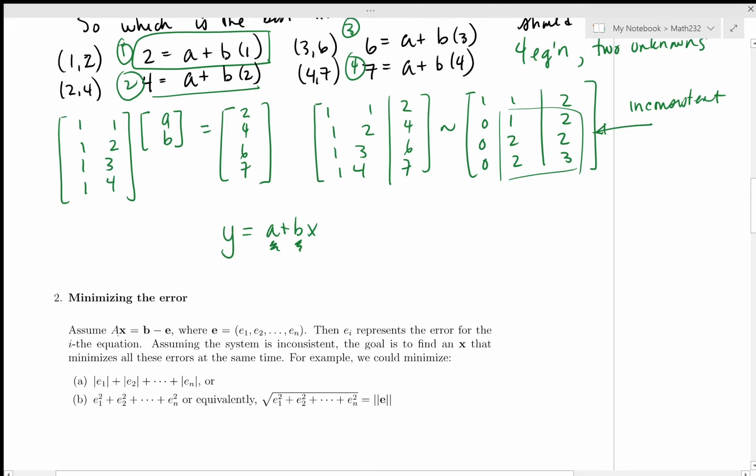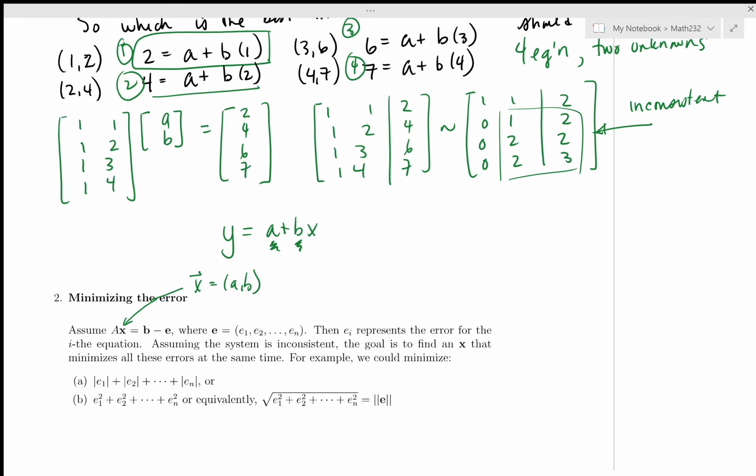there is some value of x. In this case here, our x was AB, right? There is some x that we can find that will be equal to b minus e, where e is some error vector. Okay, and ei is the error in the ith equation. So we're assuming now that the system is inconsistent, like we've just shown, and what we want to do is find an x that minimizes all of those errors.